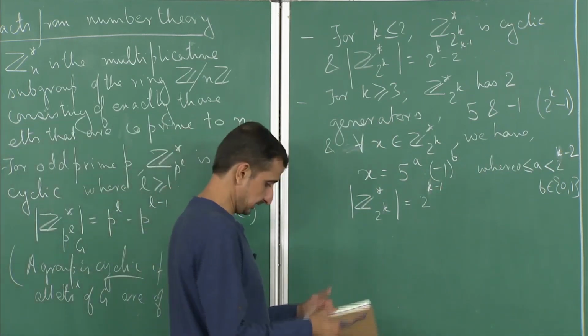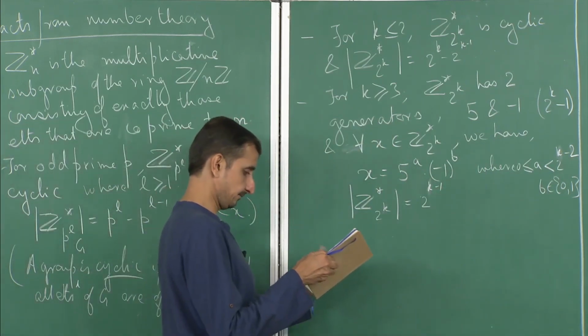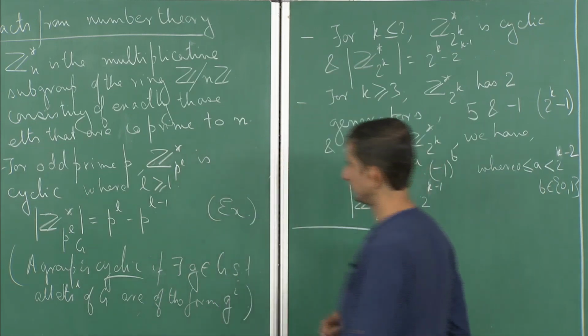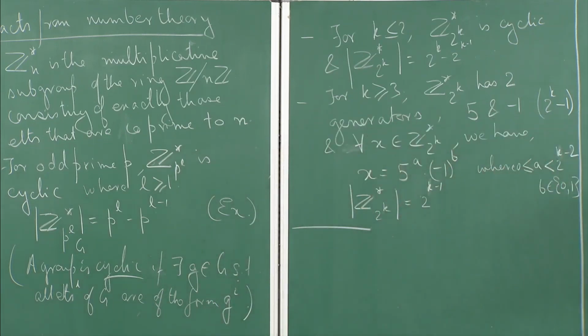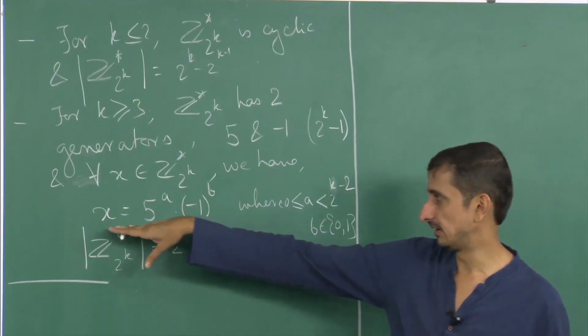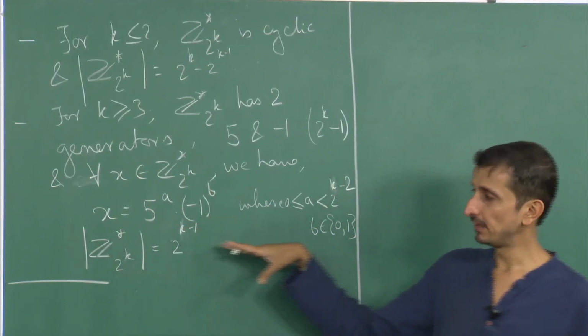So this is all I think that we would require from number theory. As I said, some of these things are quite easy to see. In fact, you can also try proving this, that every element in Z star 2 to the power k can be generated in this form.